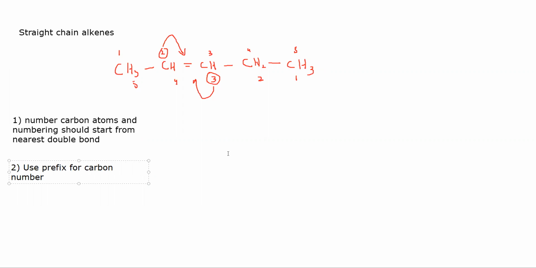So how many carbon atoms are there? Because it is having 5 carbons, so I will say it is pent. Then the position of the double bond. So what is the position of the double bond? The double bond is with the second carbon, second and third, so I will say 2.